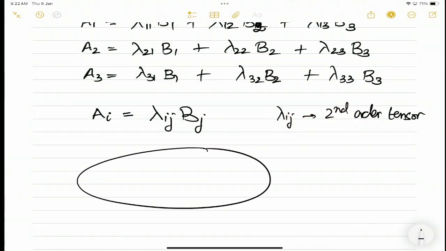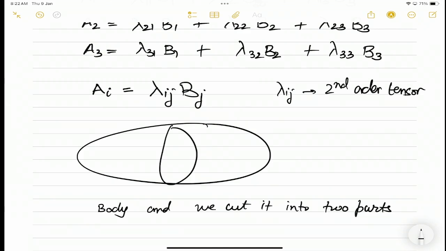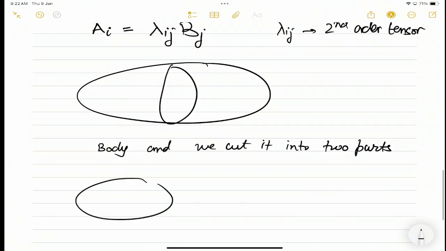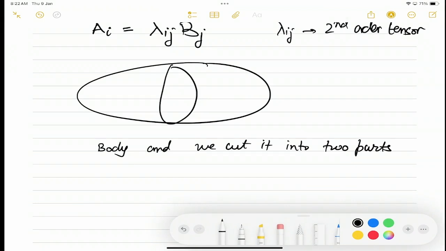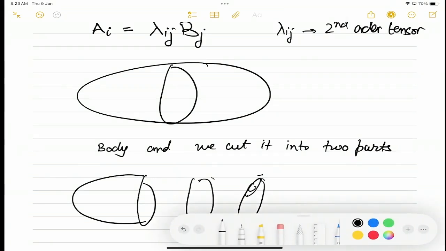Now let us look at this quantity. We talked about traction. Suppose we have a body and we cut it into two parts. Sorry, I wanted to make only the left part, I made the full thing. Pardon me for my drawing.